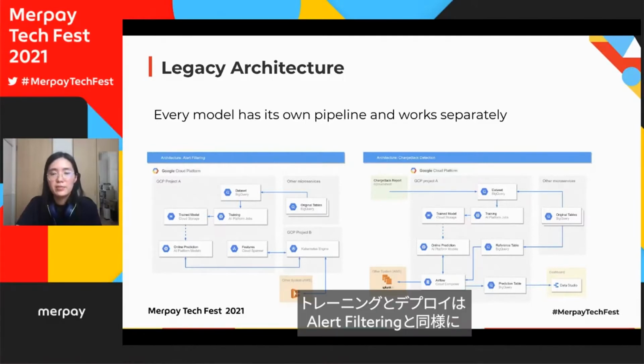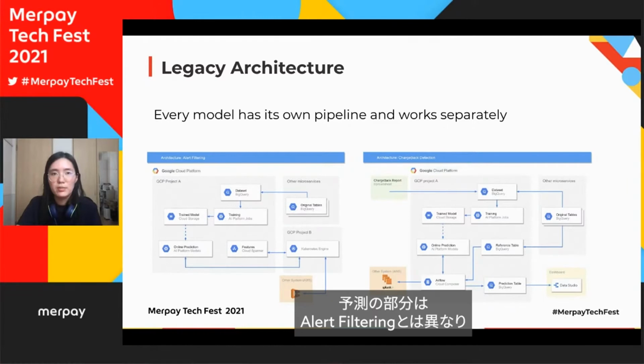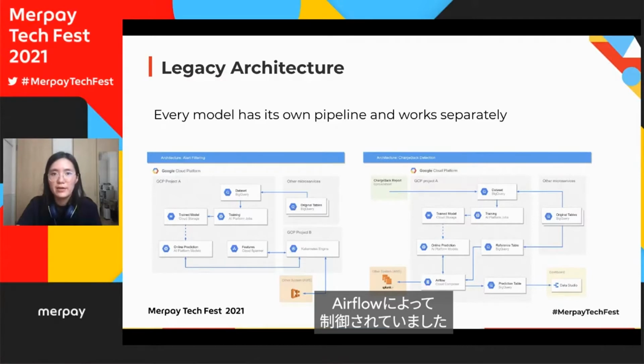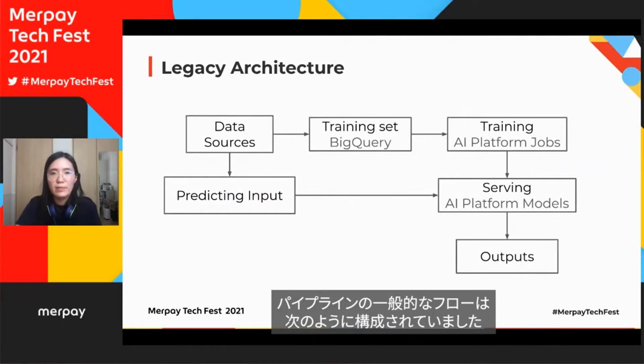The training and the deploying is done in the same way as the alert filtering, by AI platform jobs and models. The prediction part is different from alert filtering. It's controlled by Airflow. As we can see in the graph, a general flow of the pipeline consists of the following parts.